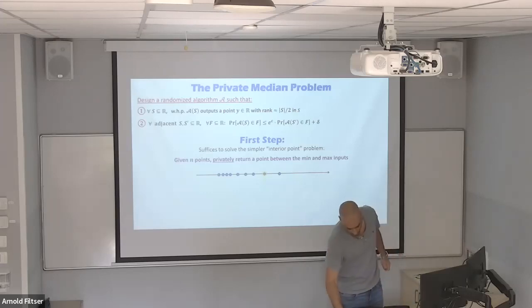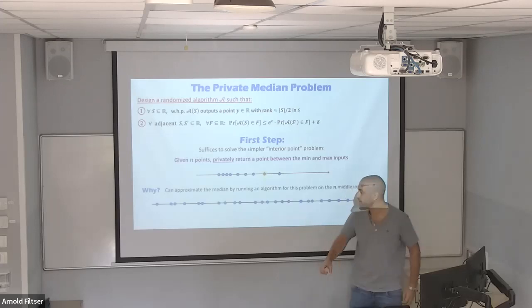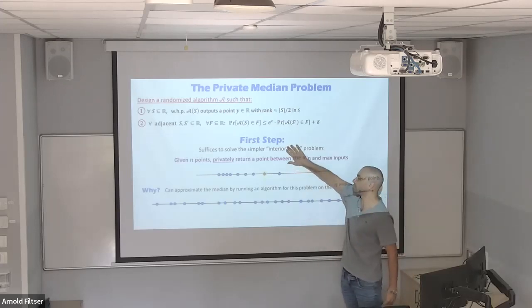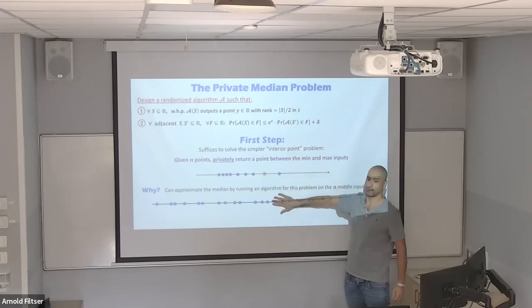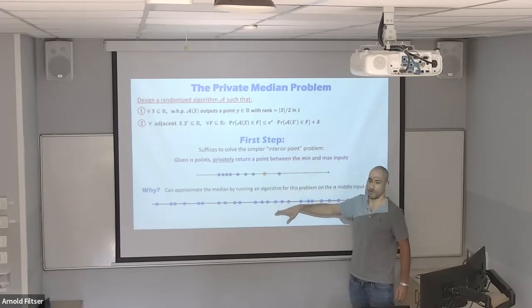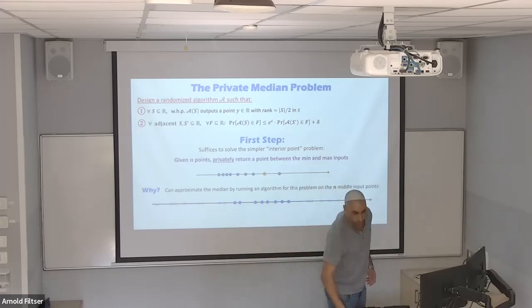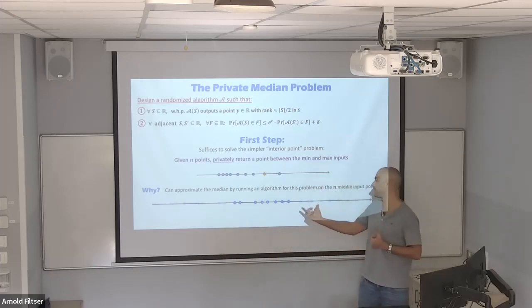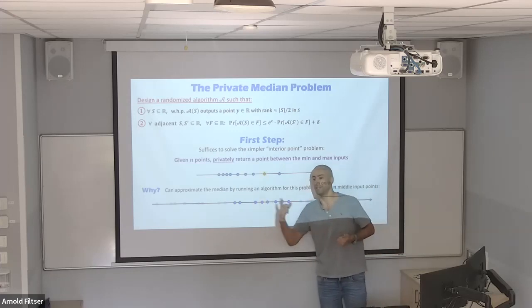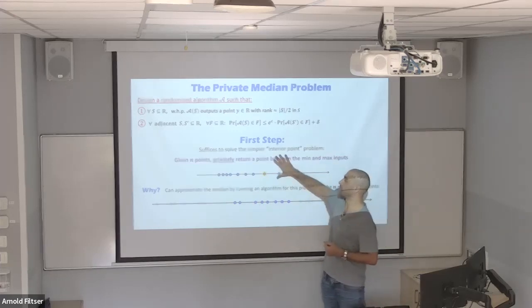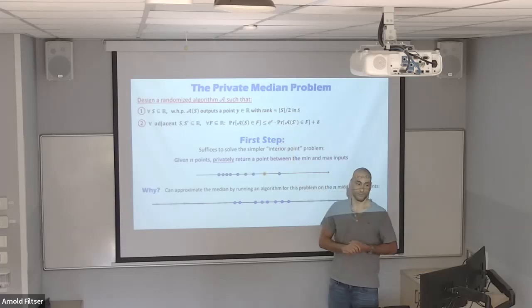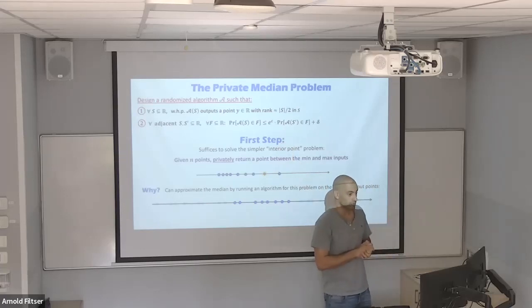Okay. And the simple observation is that if you can solve the private interior point problem, then you can solve the private median problem. How? Take your input data, ignore all of your input points except for the points in the middle, the amount of points that you need in order to solve this problem, and then you have to distinguish between points in the middle and points not in the middle. I sort it and I just take the middle points, the n middle points.